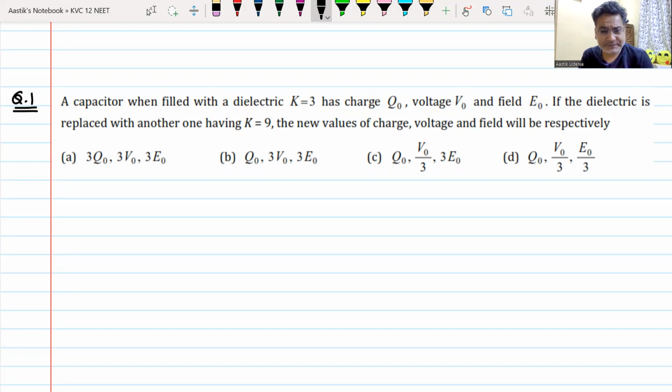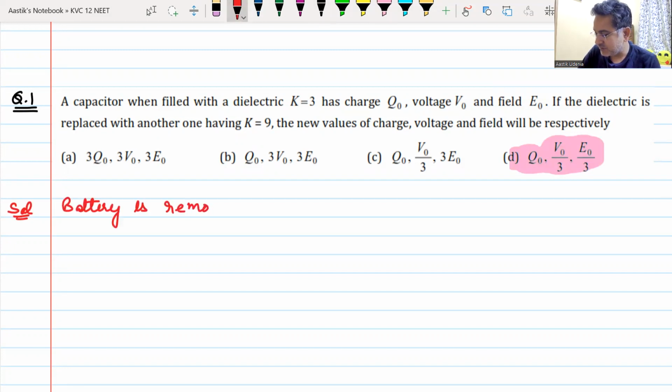Sir, is it option D? Yes, it has to be option D. So this is the case where the battery is removed, because nothing has been mentioned. Nothing has been mentioned, that means the battery is removed. So if the battery is removed, the charge will remain constant. Yes or no? The charge will remain constant. Both the values V naught and E naught will become 1 by K times.